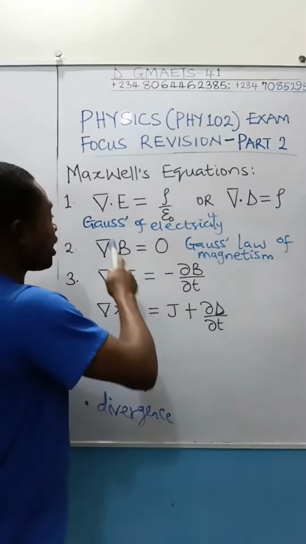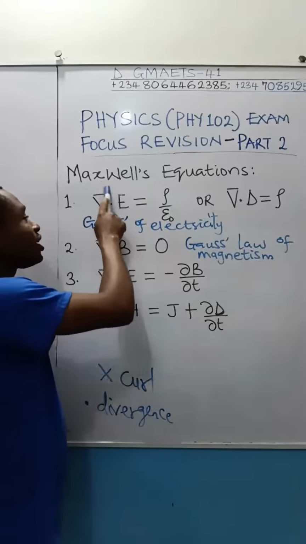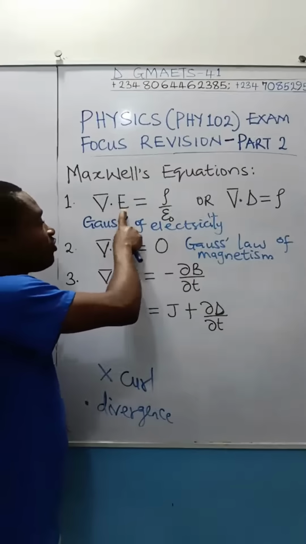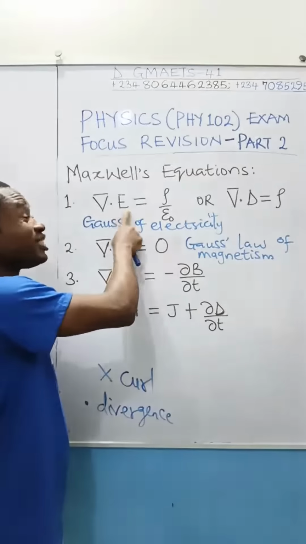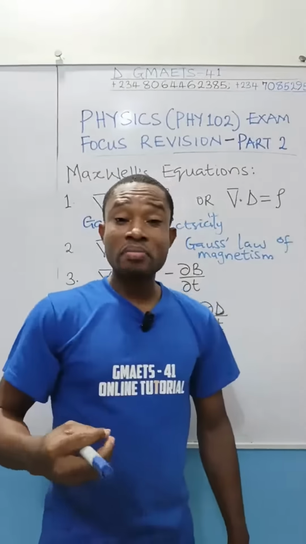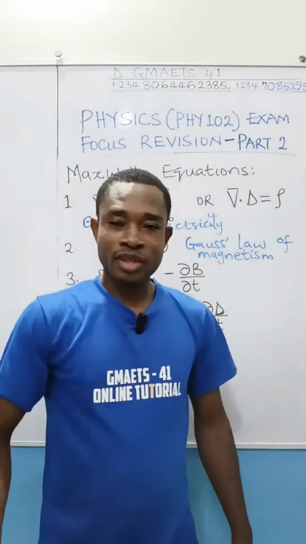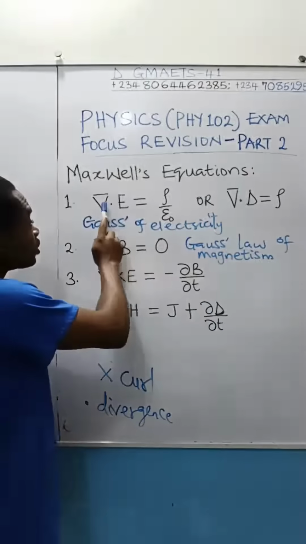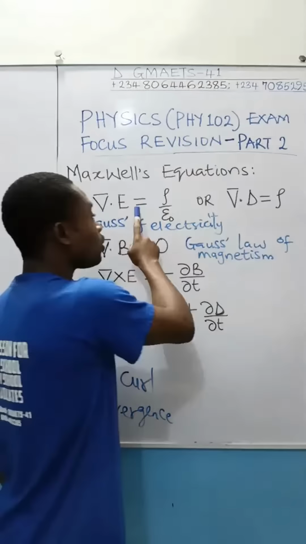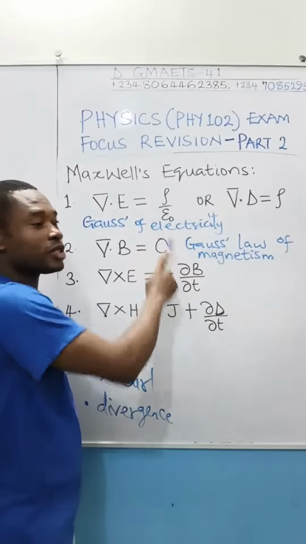So I explained that this is a del operator called nabla symbol. Now it is operating on this vector quantity. This vector quantity is electric field strength or electric field intensity or simply electric field. These points here represent divergence. Divergence is a mathematical symbol, right? Or a mathematical process. So we have this to be the divergence of the electric field intensity is equal to the charge density divided by permittivity of free space.